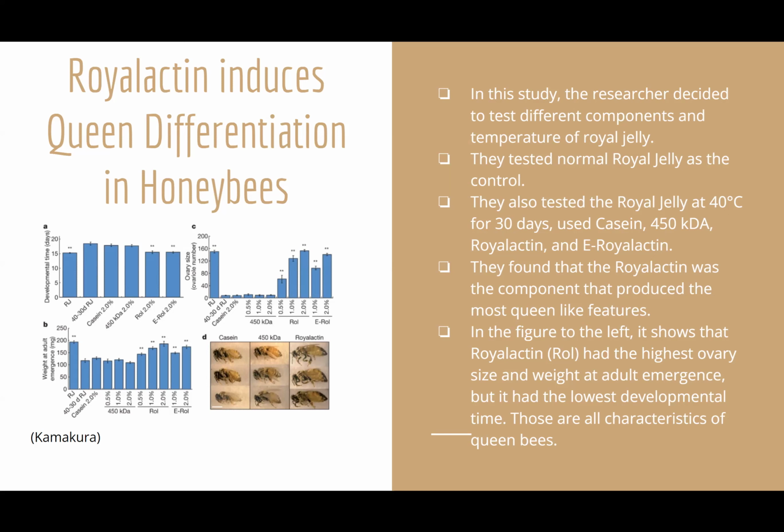From this study, they found that royal actin was the component that produced the most queen-like features. In the figure to the left, it shows that royal actin had the highest ovary size and weight at adult emergence, but it had the lowest developmental time. Those are all characteristics of queen bees. And you can even see in the pictures right there the difference in size between royal actin and the other variants.